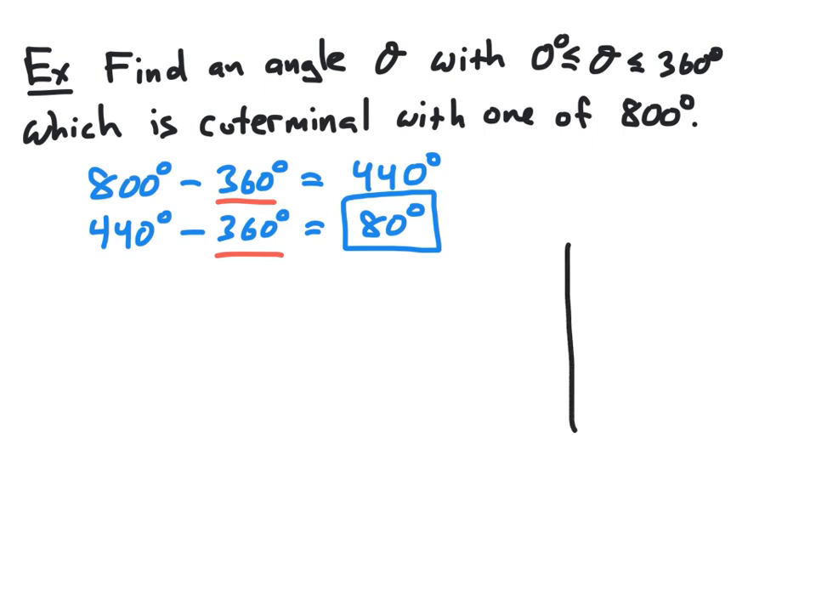So if we wanted to sketch this angle, the terminal side of this angle would be the same as the terminal side of an 80-degree angle, which would be something like this. Right, so if this were an 80-degree angle here, our 800-degree angle would have the exact same terminal side, but it would have rotated around completely twice before landing at that position.